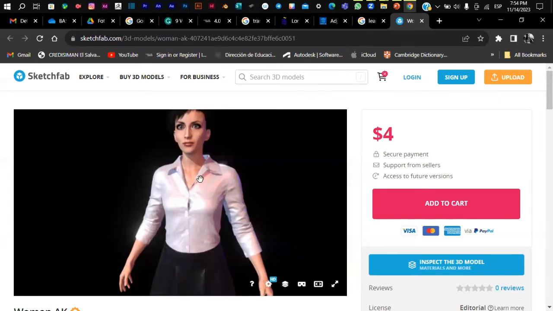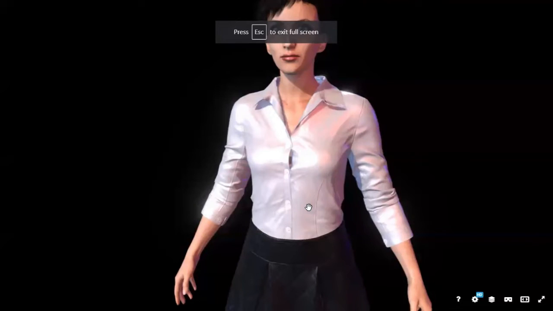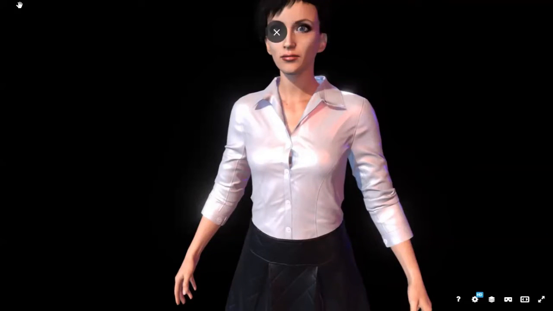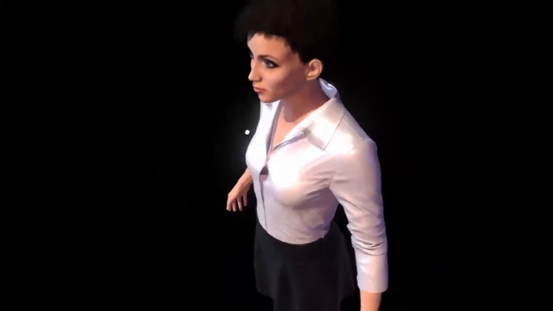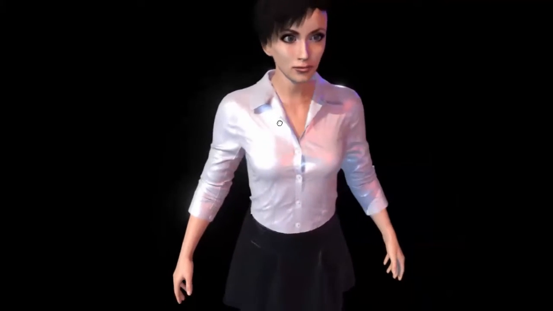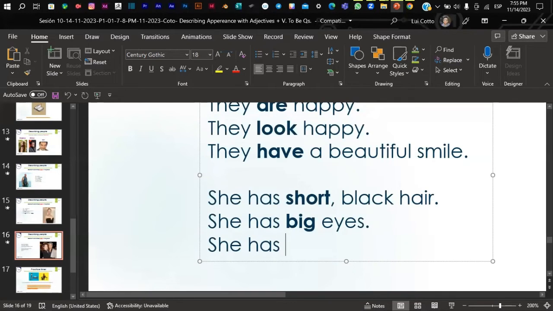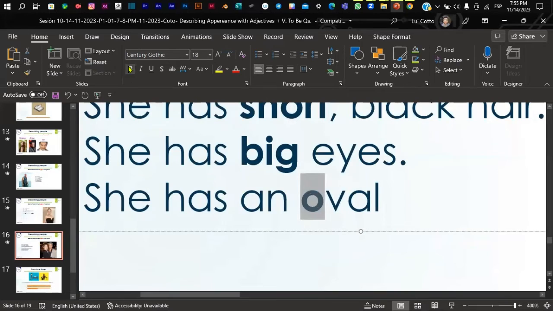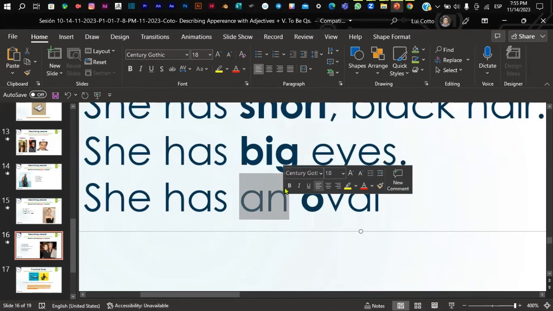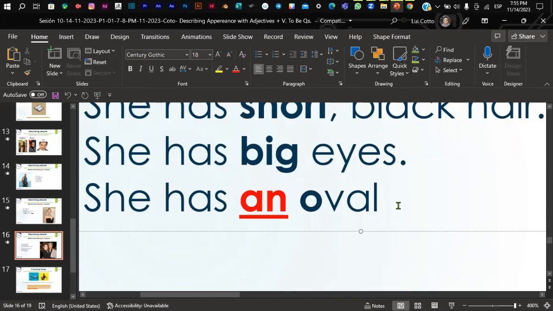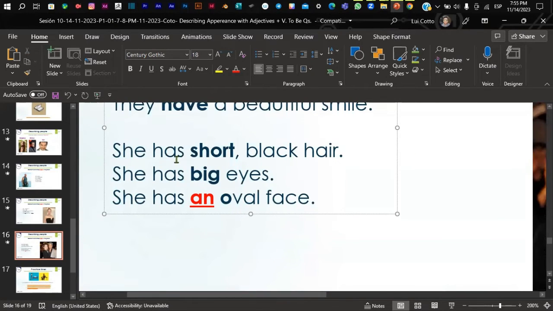What else about describe the face? She has an oval. Because we have a vowel on the next word, porque la siguiente palabra es and begins with vowel. Con vocal. Cuando es con vocal, is an. Correct. That is the thing. Oval face. Correct. Okay. But only she has. Solo she has.